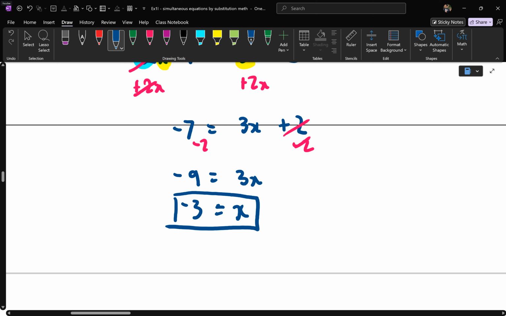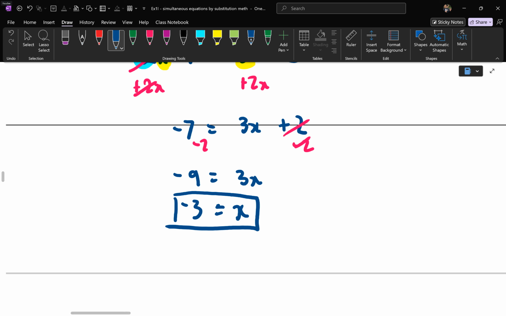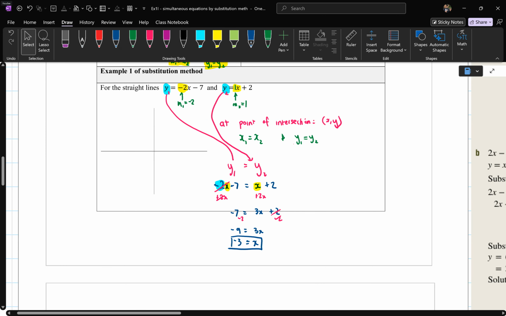Now you're not done. What does that tell me? What did you just work out? The x coordinate. But we're trying to find the point of intersection, so you need the y coordinate as well. So how do I find the y coordinate? That's it. And you choose whichever you want to put in.